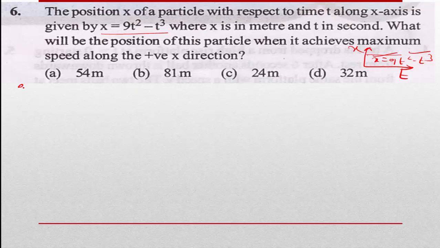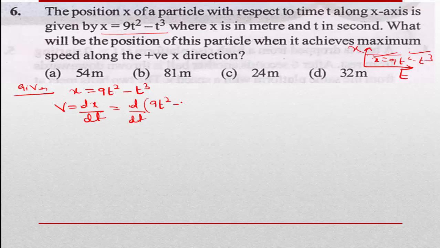Here the given equation is x equal to 9 into t square minus t cube. What are the uses of position and time graph? The use of a position-time graph is to find the velocity. We know the formula v equal to dx divided by dt, the rate of change of displacement, differentiation. Substitute the x value here, that is 9 into t square minus t cube.